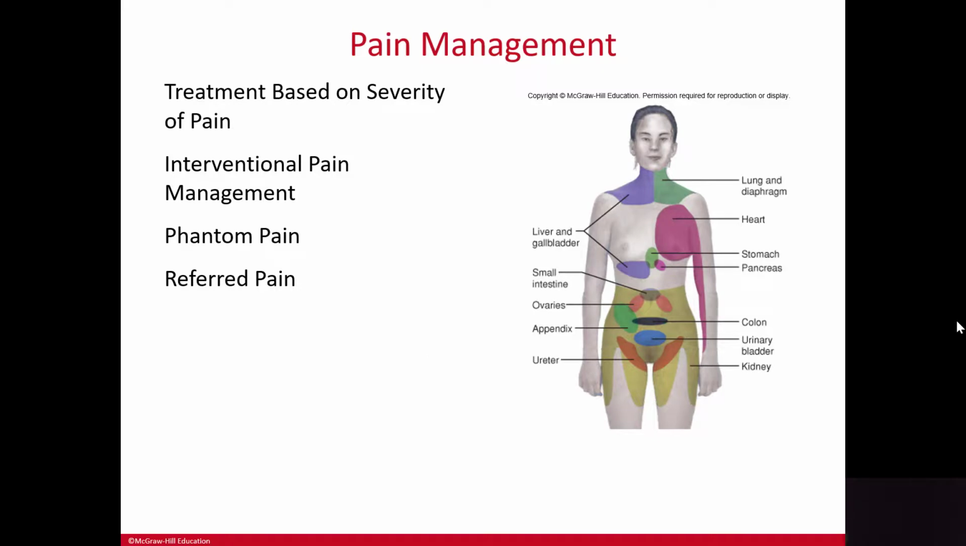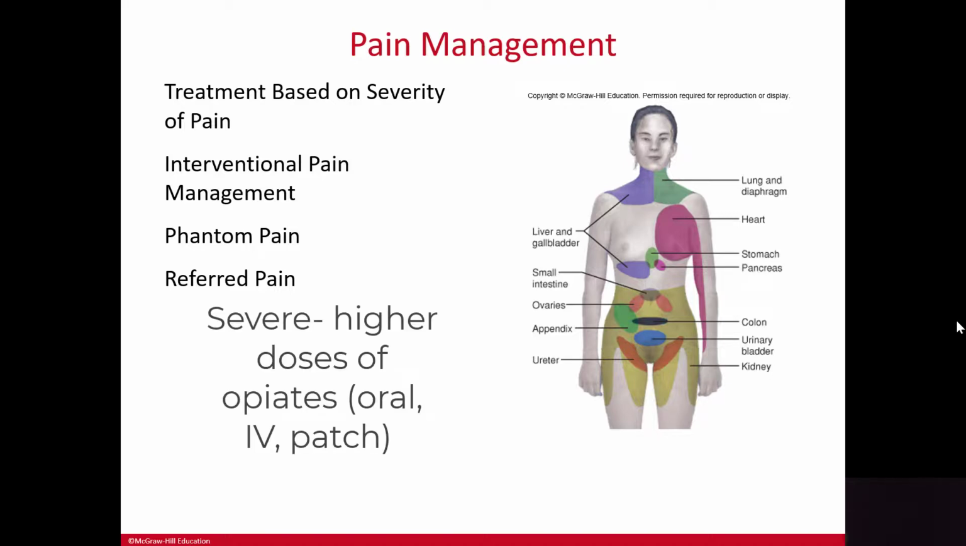Opiate medications are unfortunately very addictive and frequently abused. There are many restrictions put in place on prescribing opiates and refilling prescriptions. Severe pain can be treated with higher doses of opiates like morphine and fentanyl. These high doses can be given orally, IV, or by transdermal patch. Think about a cancer patient who's in chronic pain and requires high doses of opiates to control their pain.